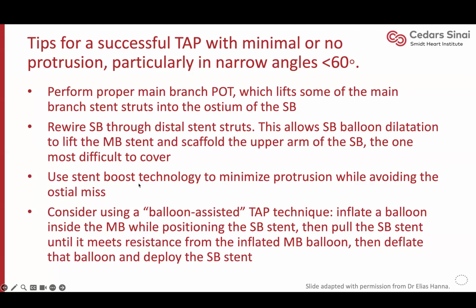Use StentBoost or StentVis technology to minimize protrusion while avoiding the ostial miss. Consider using a balloon-assisted TAP technique, meaning inflate a balloon inside the main branch while positioning the side branch stents. Then pull the side branch stent until it meets resistance from the inflated main branch balloon. Then deflate that balloon and deploy the side branch stents.